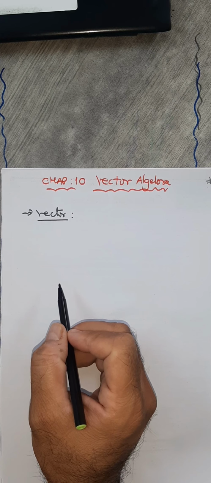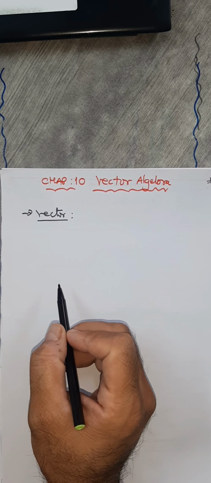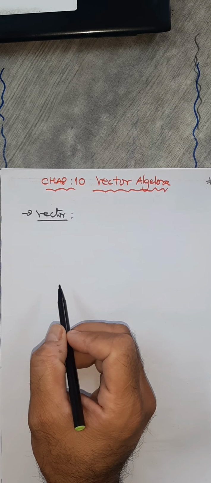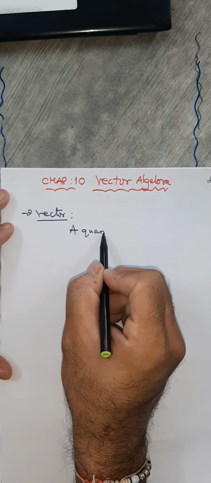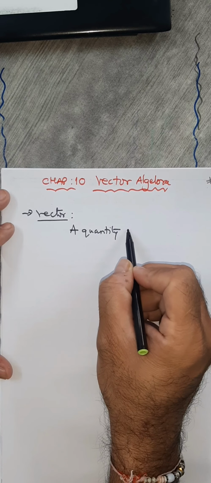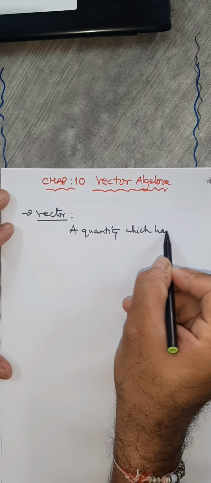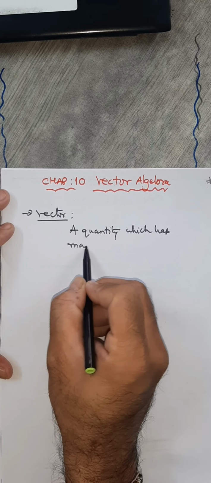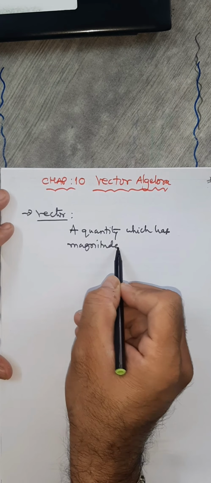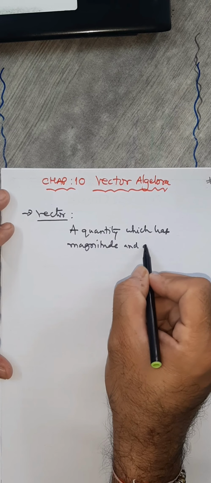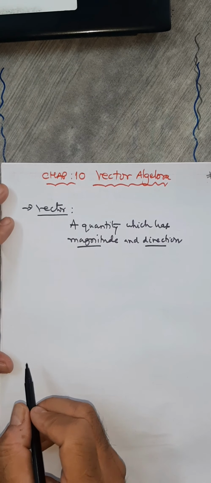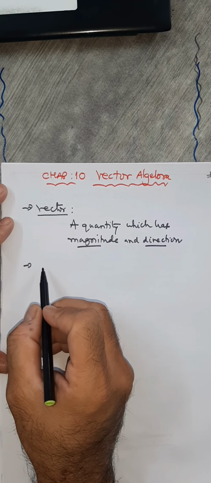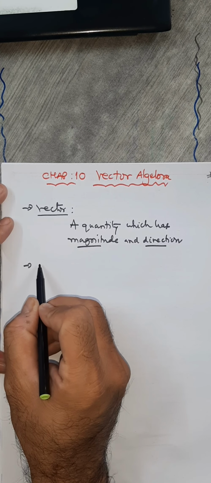Vector is nothing but a quantity which has both magnitude as well as what? Direction. In general it is defined as what? Vector: a quantity which has magnitude as well as direction is known as a vector. Right? Now the general way of defining vector is this.